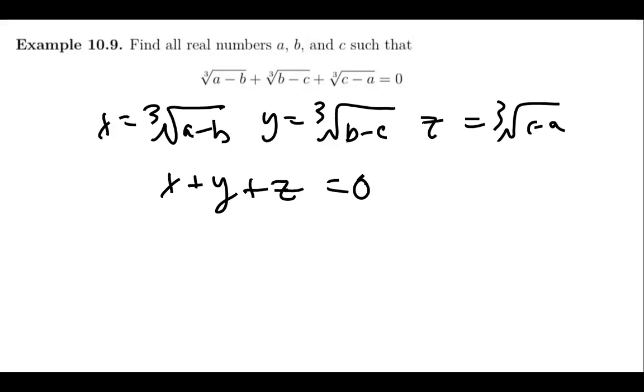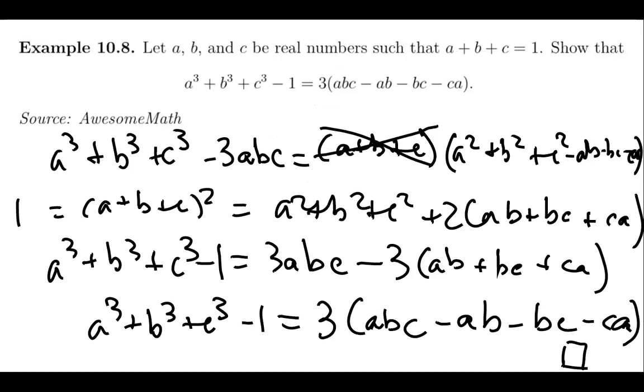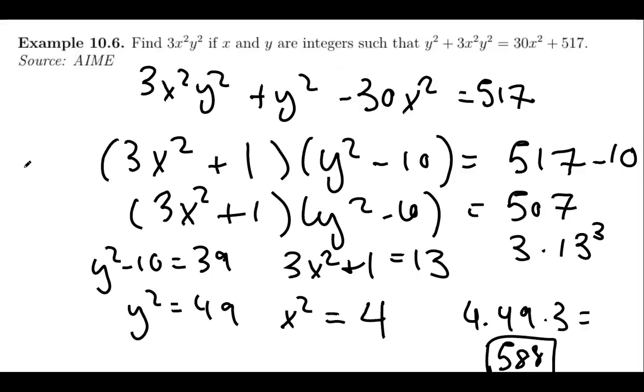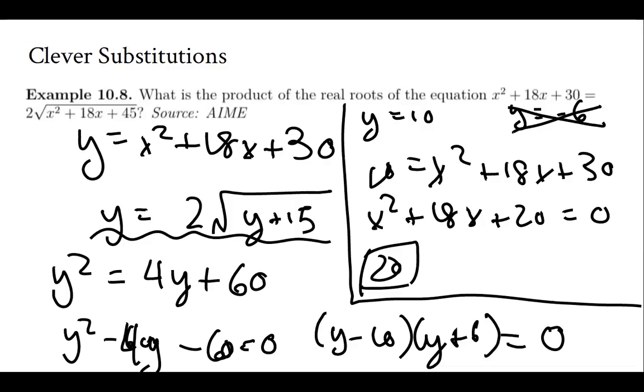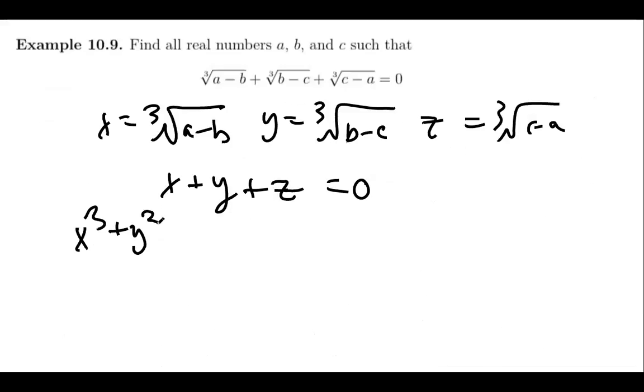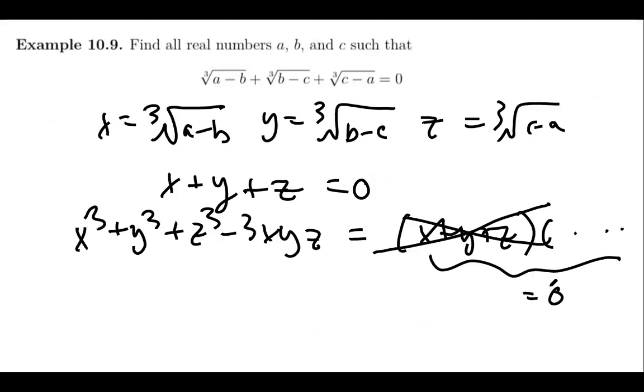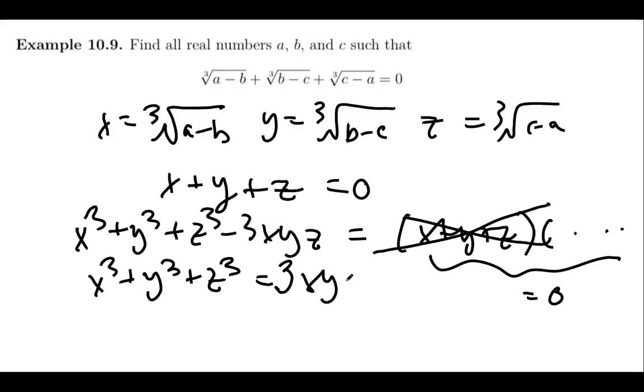Okay, now we can go back to the special factorizations and look at the one that's underlined again. If we take that one and bring it over to this one, we have x cubed plus y cubed plus z cubed minus 3xyz equals x plus y plus z times all of that. But since x plus y plus z equals 0, all of this is now equal to 0. So that means that x cubed plus y cubed plus z cubed equals 3xyz.